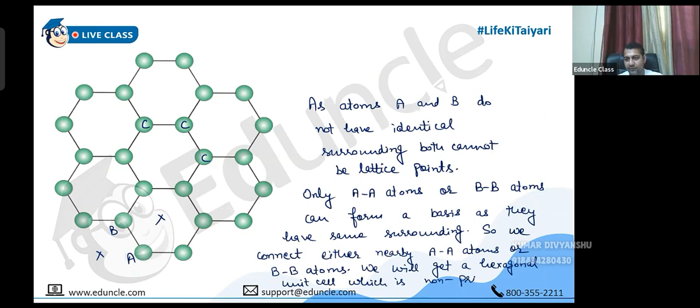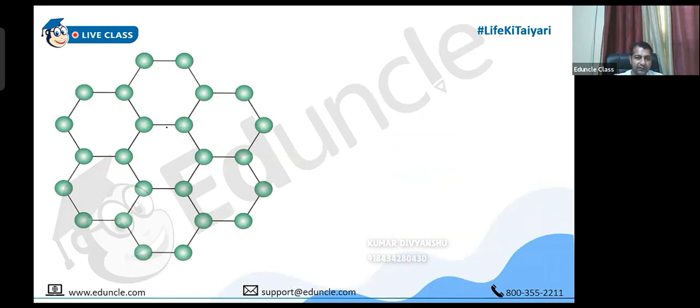Which is non-primitive. We will get a hexagonal unit cell which is non-primitive. Now let me tell you how we get this hexagonal unit cell. See here, suppose I'm joining all the atoms of this kind.